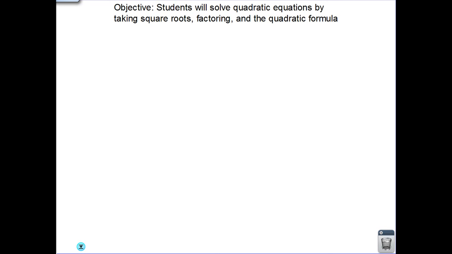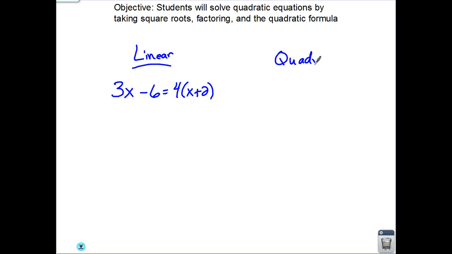Before we go into quadratic equations, let me explain what a quadratic equation looks like, because we need to know linear versus quadratic. Linear: 3x minus 6 equals 4 parentheses x plus 2. That's linear. Notice what's special about your x's. Quadratic: x squared plus 3x minus 4 equals 5x plus 7. There we go, an example of a quadratic equation.